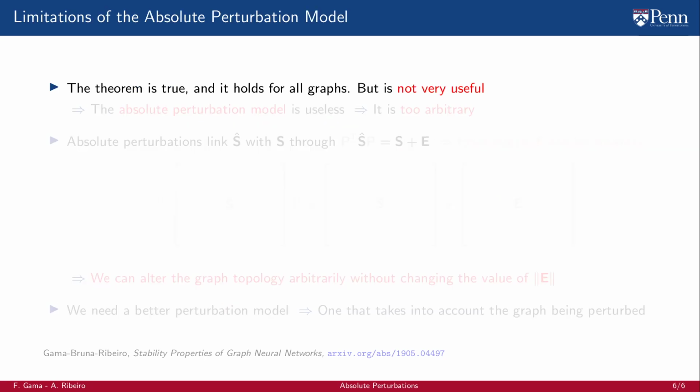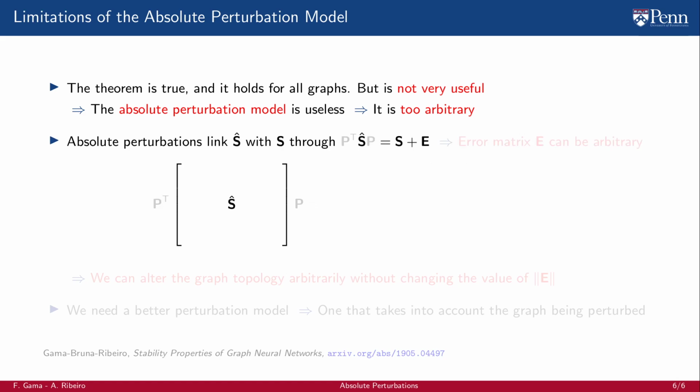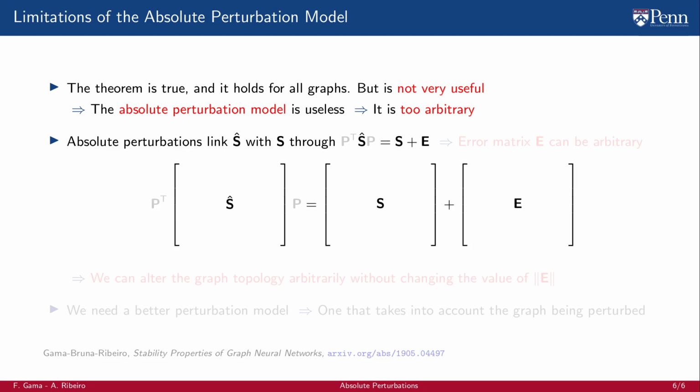The next logical step will be to discuss how to extend this result from graph convolutions to graph neural networks. However, doing so in this context is pointless. And this is because, while the theorem is true, and it does hold for all graphs, it is actually not very useful. And it is not very useful because the absolute perturbation model is useless. It is way too arbitrary. Absolute perturbations link S hat with S through an error matrix E following the sum. The problem is that this matrix E can be arbitrary.